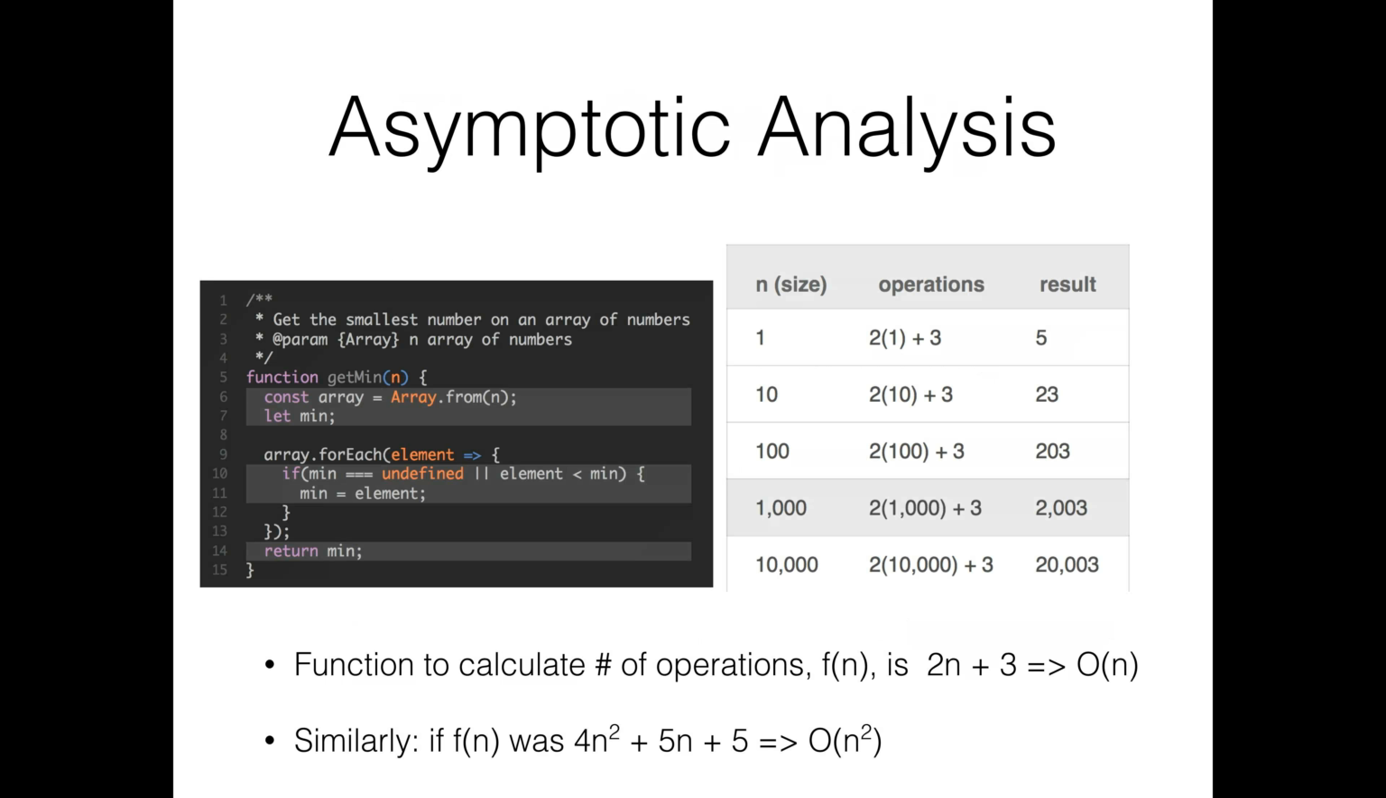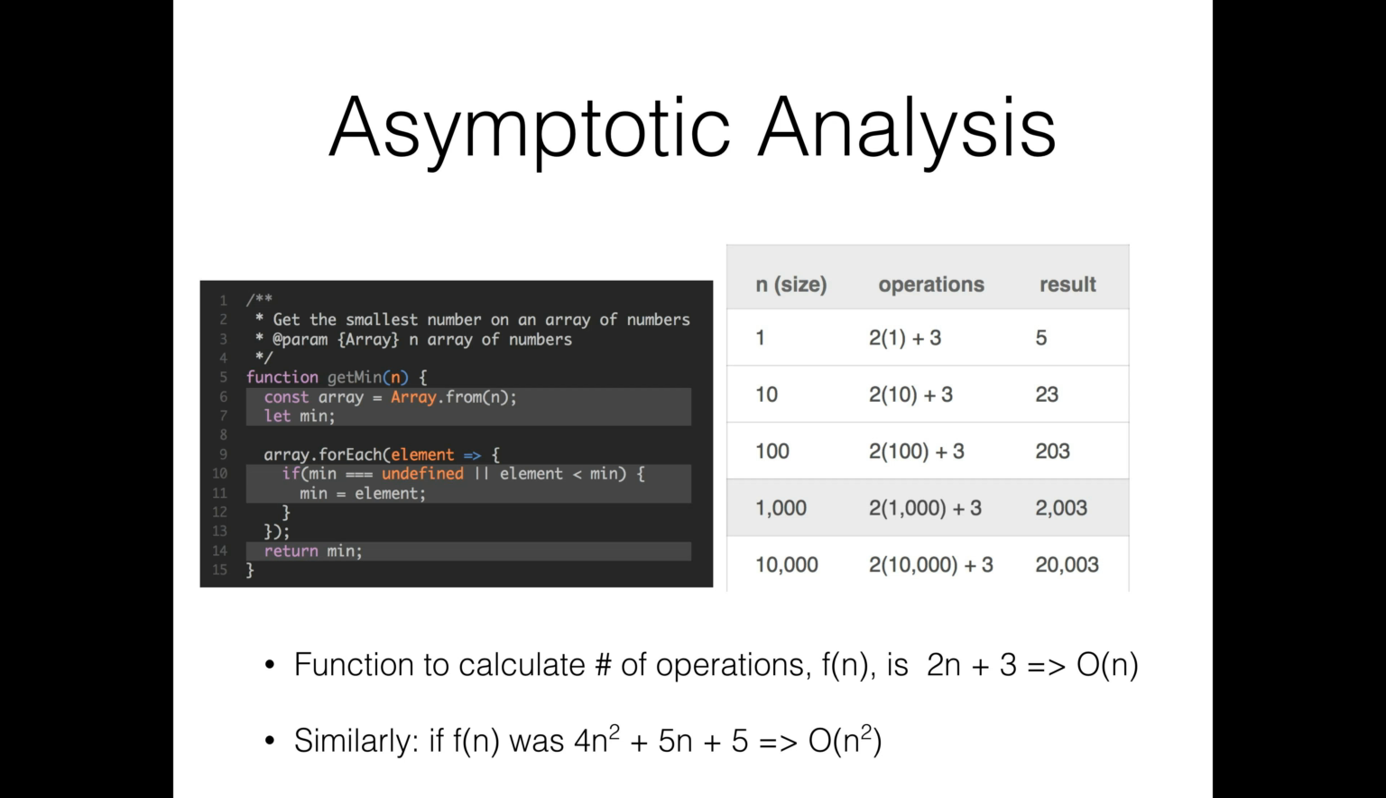To give an example, here we have a function that gets the minimum from a list, right? As we can see on lines 6, 7, and 14, there are three operations that happen one time. And then between lines 9 and 12, we have a loop, right? For each element in the array, we run that loop. As you can see on the right, for size 1, the number of operations will be 2 times 1 plus 3, and so on. And finally, the function to calculate the number of operations, which is called f(n), is 2n plus 3.